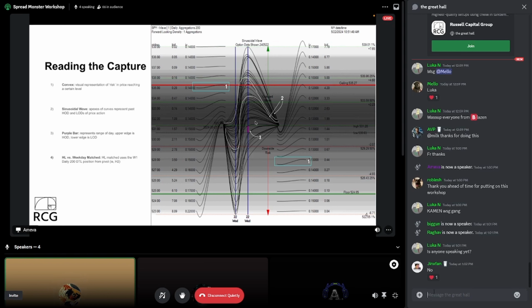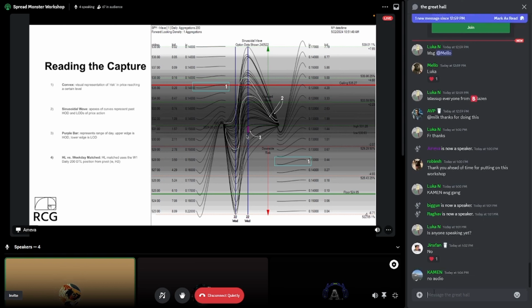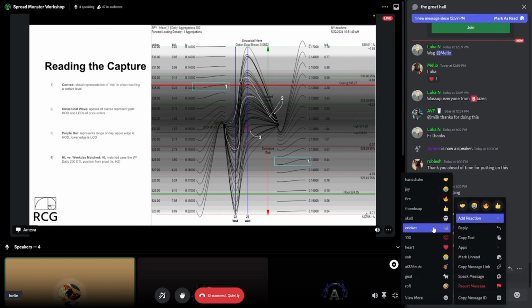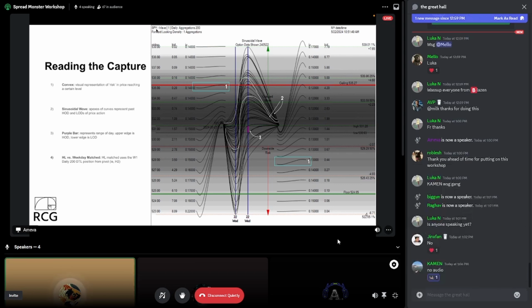The purple bar, when live, represents the range of price action over your selected capture. And then an important difference to note, the high-low versus weekly matched capture. High-low matched uses one daily, 200 days to load projection, or excuse me, position from pivot, while the weekday match incorporates data from the past however many Tuesdays, Wednesdays, Mondays, etc.